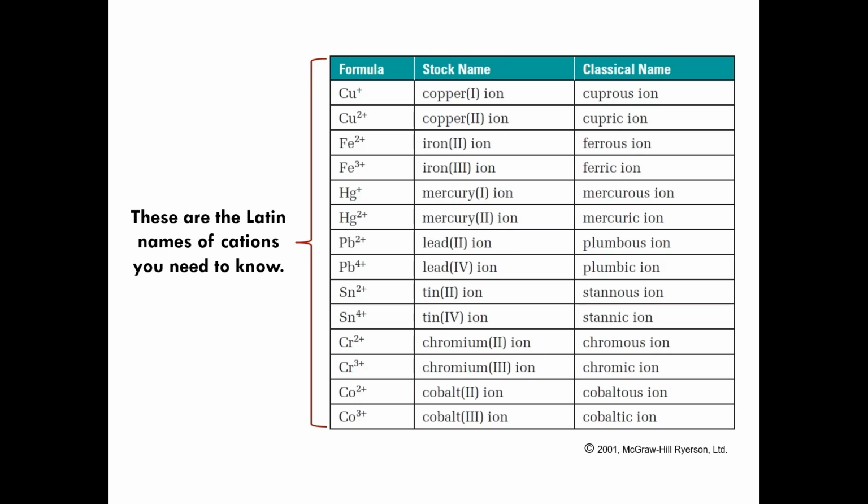The 7 elements that most readily appear in scientific text as a Latin name are copper, iron, mercury, lead, tin, chromium, and cobalt. These are the 7 elements for which the Latin names are just as important to know as the stock name. Now, of course, the stock names are things that we will go into in the coming slides. But in this table, you can see that I've provided you with the ions and their ion charges, along with the classical names that coincide with them. This table summarizes the classical names or the Latin names that you need to know.